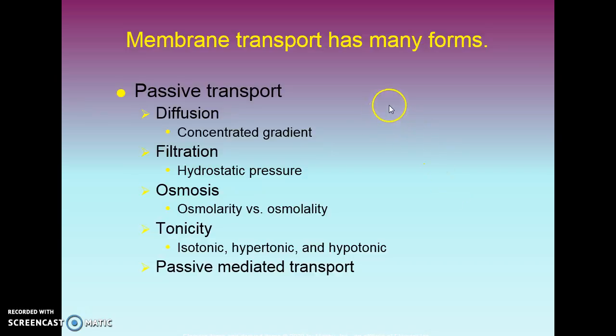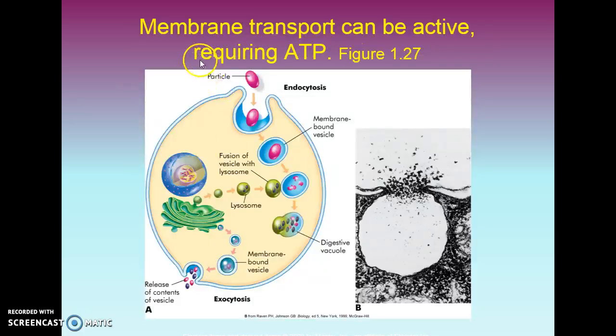Membrane transport has many forms. You have passive transport, and these are all just basic definitions. But if we move over to membrane transport for active transport, it's going to require ATP, and what this figure shows are some major activities such as endocytosis, and then exocytosis. Endocytosis is going to be large particles that get pulled into the cell, get broken down, and then excreted in the process of exocytosis.